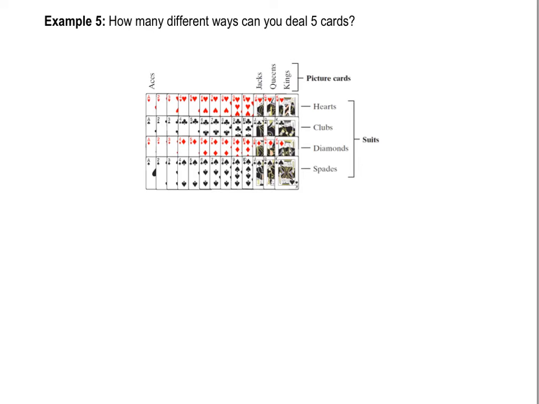Example 5, how many different ways can you deal 5 cards? Okay, for this one we need to know a little bit about cards. So let me first go ahead and put 5 blanks here. 1, 2, 3, 4, 5. Basically, the thing that you need to know is that there's 52 cards in a standard deck. So for the first card that's dealt, there's 52 options. We have all 52 cards to choose from.